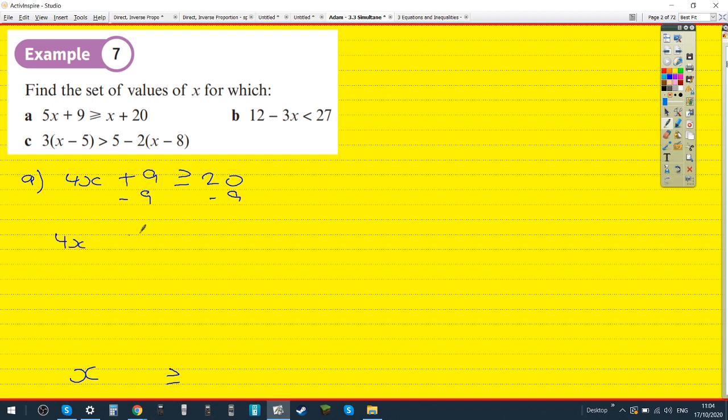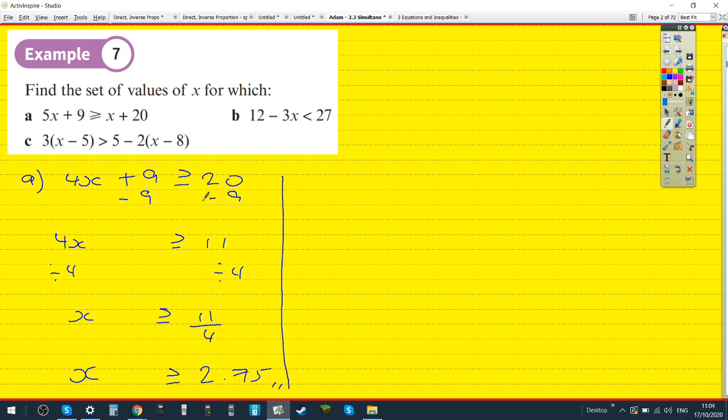And then would you minus 4x? What's the opposite of times 4? Divide by. Yeah. And so x is greater than or equal to? X is greater than or equal to 11 over 4, which is 2.75. Yep, 11 over 4 is fine as well. 2.75 in case you need that.